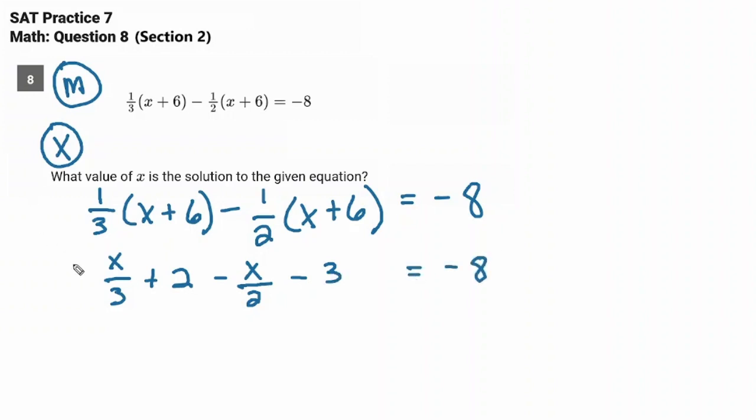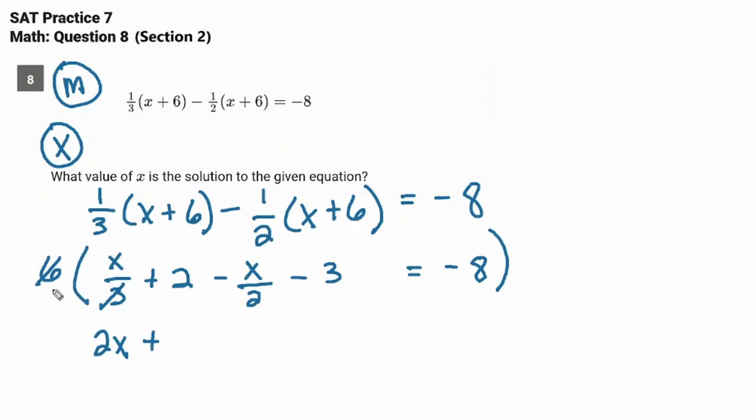Okay, so what sucks now? You got fractions. Got to get rid of them. Best way to do that is to multiply every term in here by something that'll make the fractions go away. What works with 3 and 2? 6. So 6 times x over 3, you can reduce, get 2x.